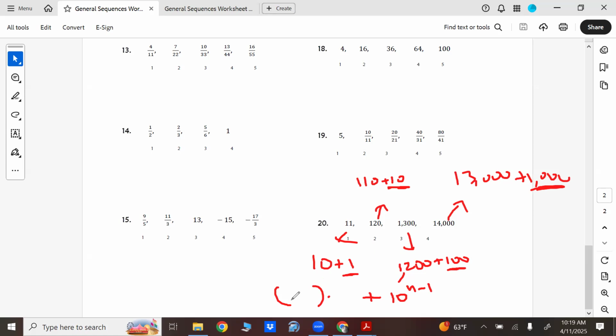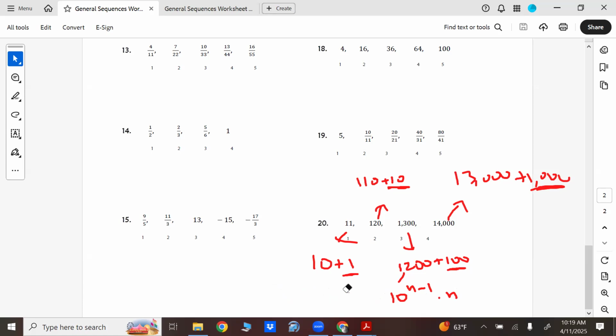I could probably do, let me think here, 10 to the n, yeah, 10 to the n power. But you want to separate it, like instead of 110 plus 10, it'd be 100 plus 20. So you can multiply the 10 to the n minus 1 term by n. So you multiply that by n, and then instead of doing 110 plus 10, it's more like 100 plus.